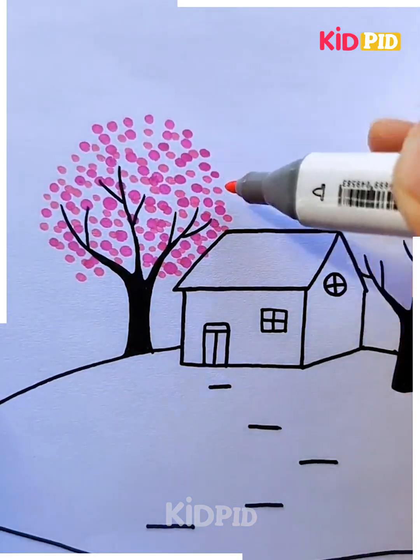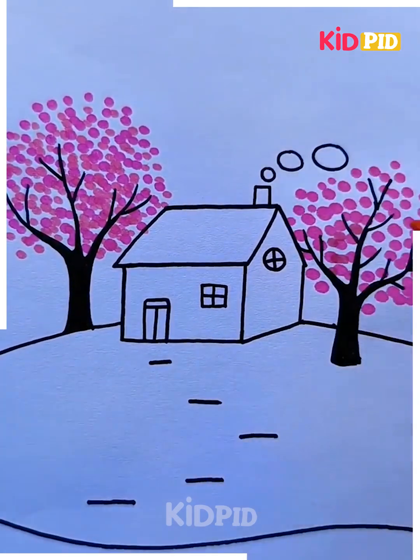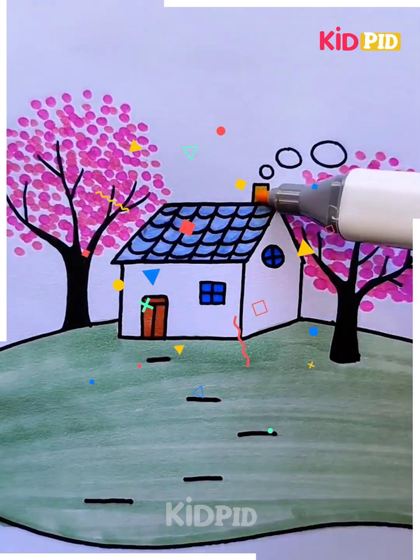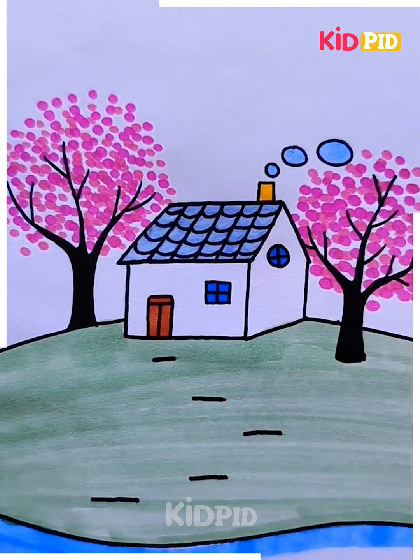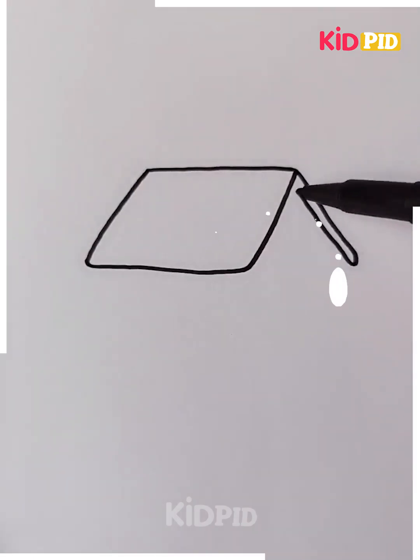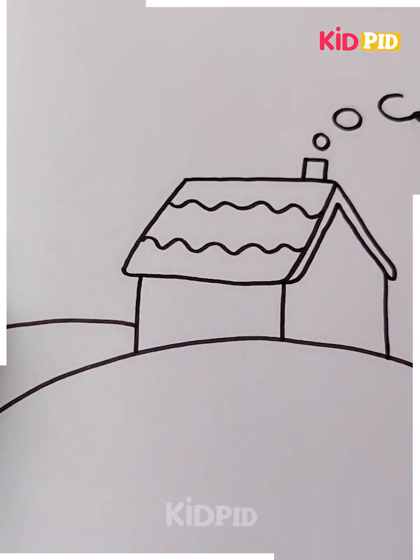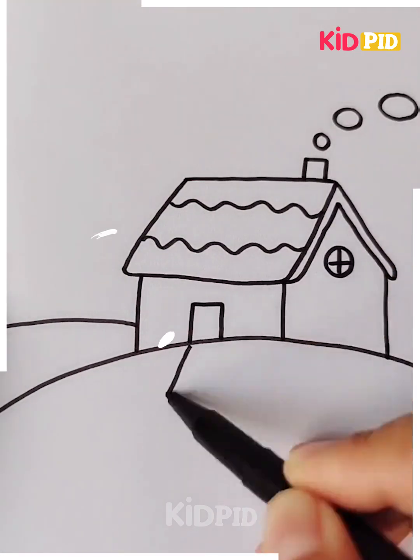Let's draw the trees and put some green markers, and then with the pink color markers as pink flowers. So let's shade them. Let's move on. So here I'm drawing a house and then I'm drawing the way. Let me put some shades to these houses and all.